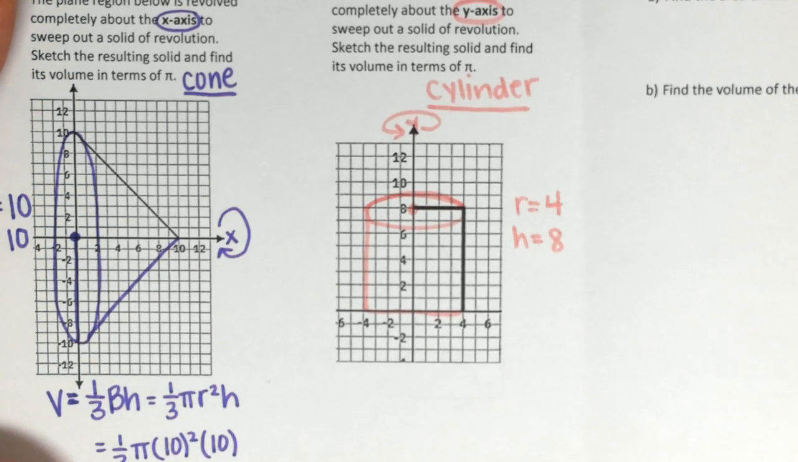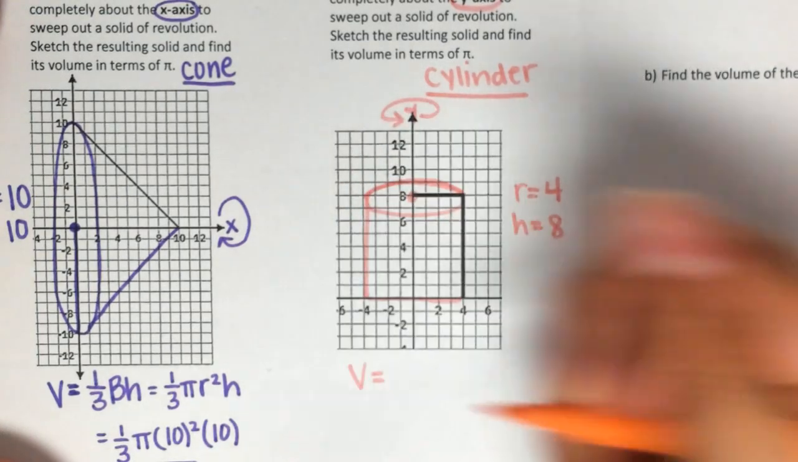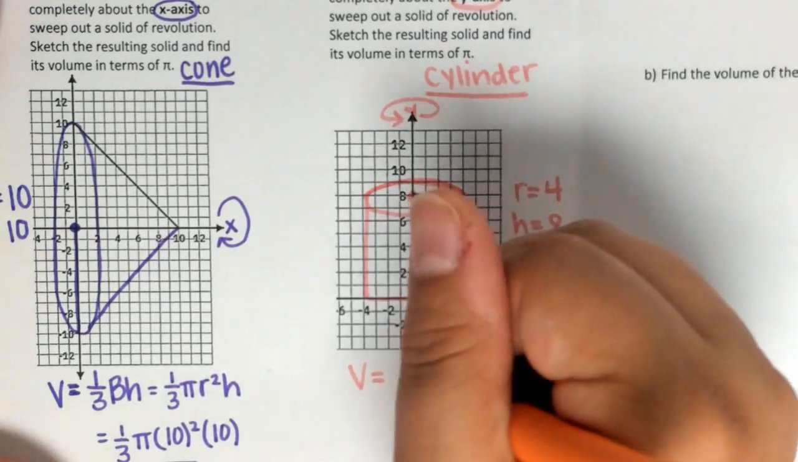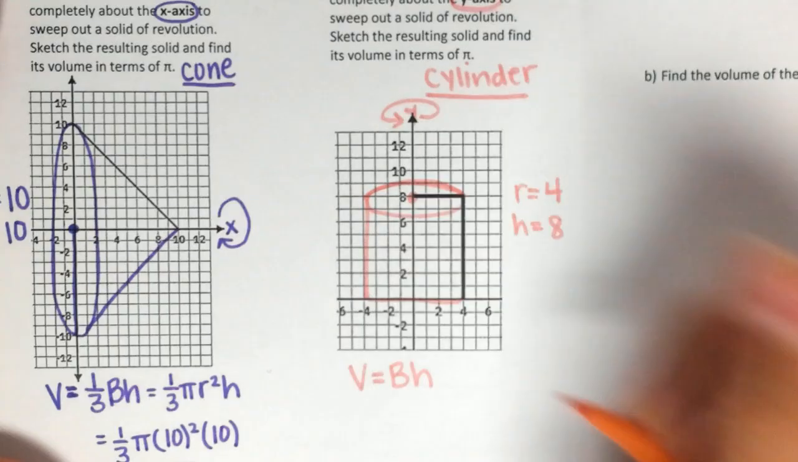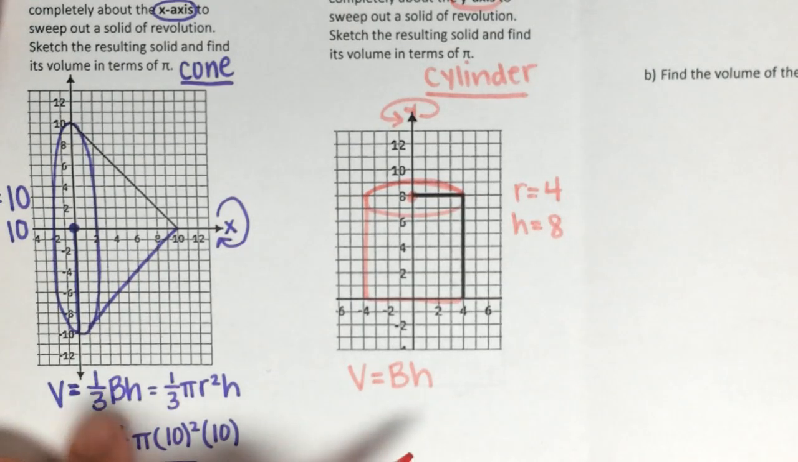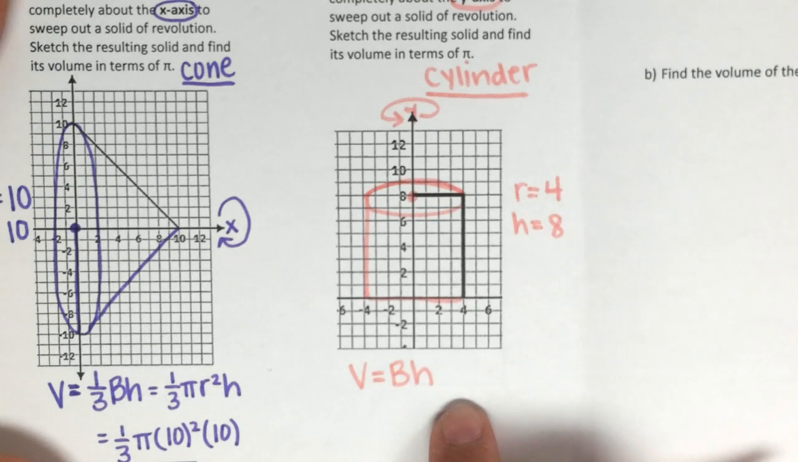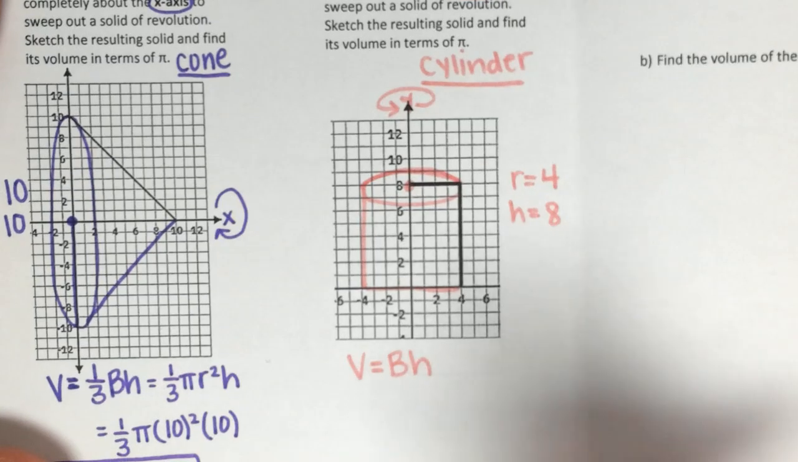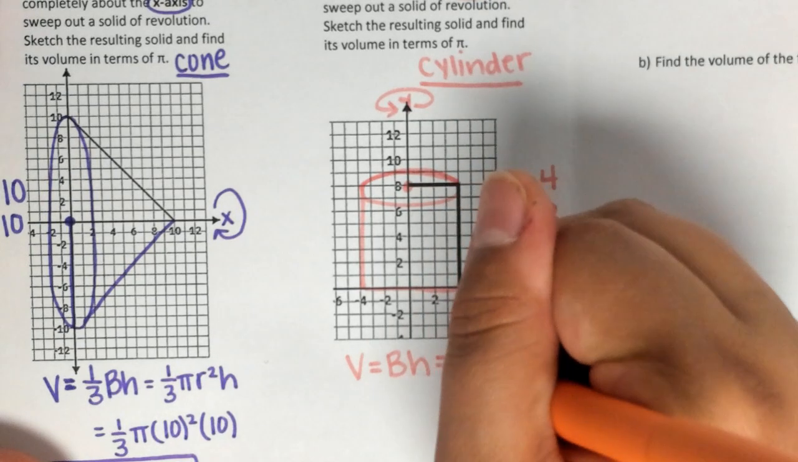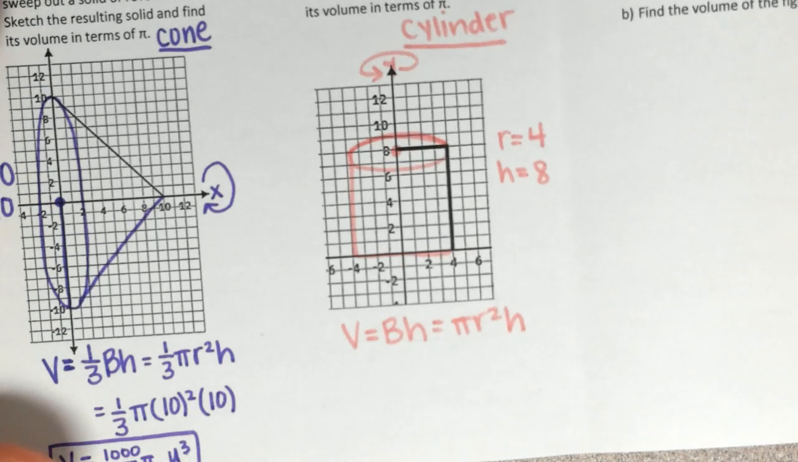Questions so far? So what's the formula for volume of a cylinder? Just BH. No 1/3. The 1/3 is only for cones and pyramids. Cylinders and prisms are just big BH. And what's the base of a cylinder? A circle. And what's the formula for circle? So this is actually pi r squared h.